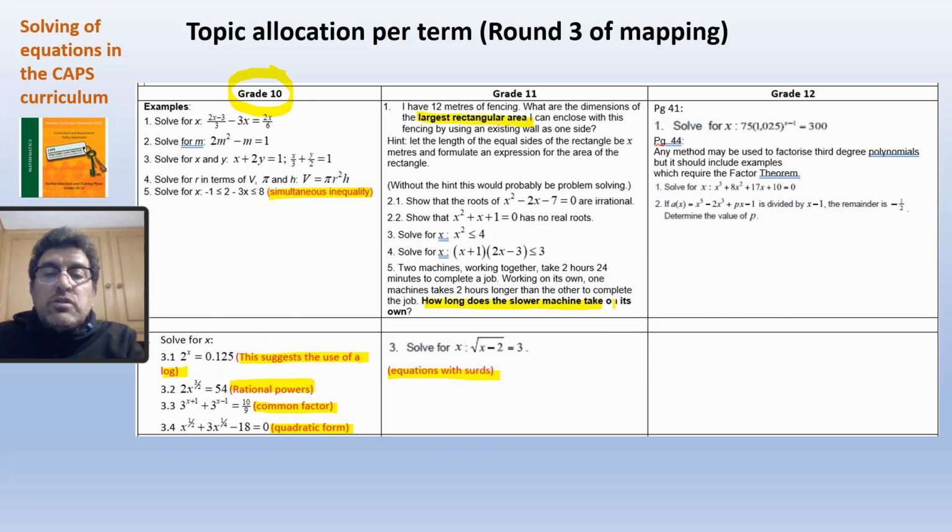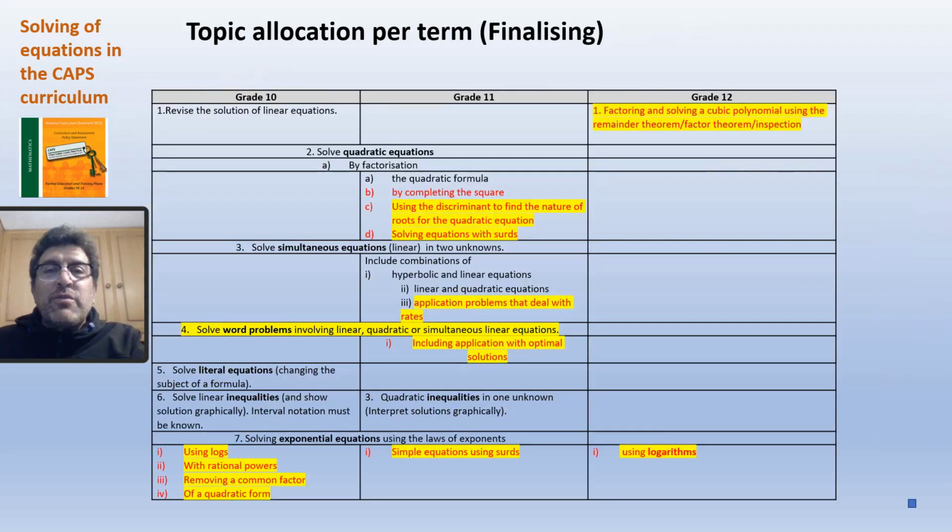How do we use this? How long does a slow machine take by itself is a rates question. And here in grade 12, again, the idea of the factor and remainder theorem coming in to solve cubics. Now let's see how that changed our curriculum map. There it is now. All the yellow is what I added.